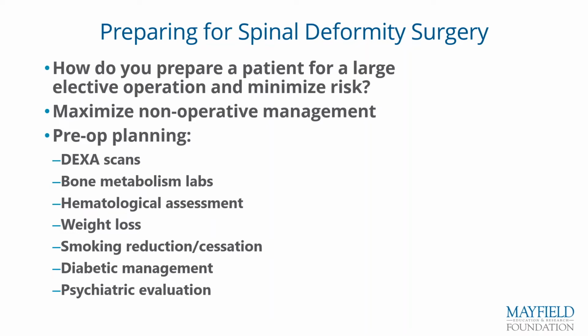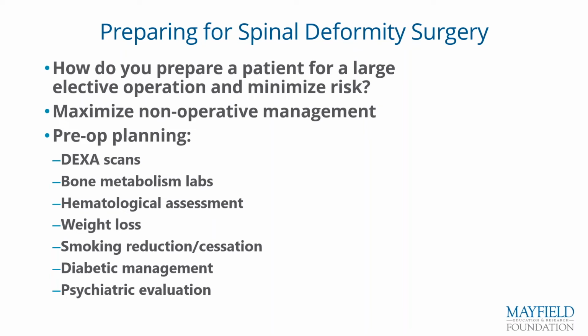And so what we need to do, and what we have done over the years, is recognize what risk factors cause complication and do everything we can to minimize risk so that we can perform these safely. So we get DEXA scans and bone metabolism labs. These are all checking the integrity of the bone and whether or not it can hold those screws. When we change the shape of the spine, those screws need to hold the bone tightly for quite a while. Hematological assessment, so we're basically looking at the blood.